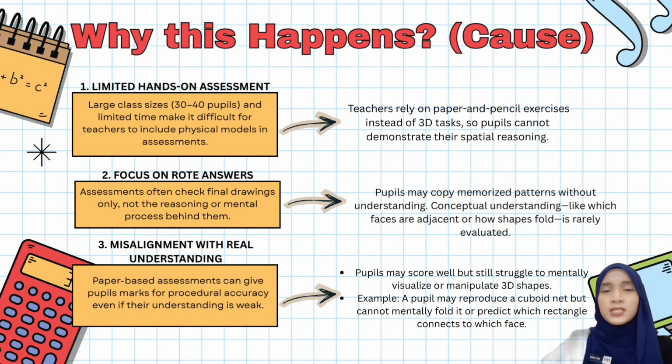Third, misalignment with conceptual understanding. KSSR emphasizes reasoning and conceptual understanding in mathematics. However, paper-based tasks sometimes only measure procedural skills. People may score well in drawing a cuboid net, but they still cannot mentally fold it or explain the face connections. This means the assessment does not fully reflect real understanding.